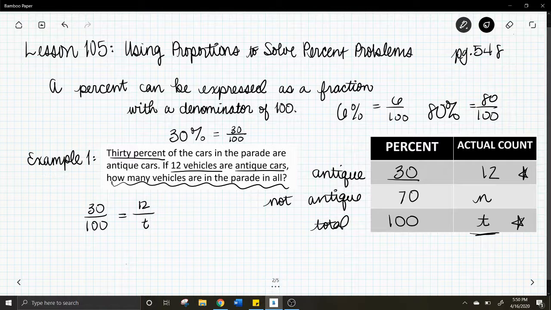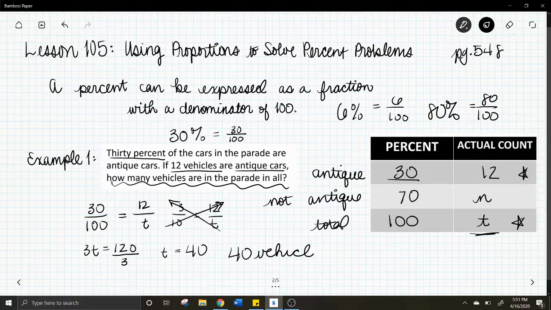In order to solve proportions, we're going to cross multiply, and just to make this a little easier, let's reduce our fraction first. 30 over 100, let's make it 3 over 10. Then we will cross multiply. 3 times t is 3t equals 10 times 12, or 120. Then we need to solve for t. Remember, when you have an unknown factor, divide your product by your known factor. That means t equals 40. So there are 40 vehicles total.